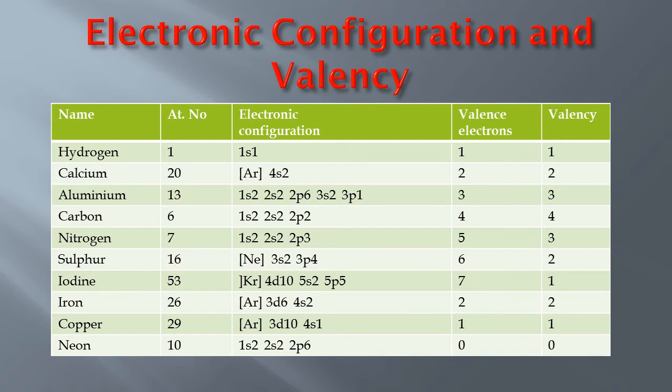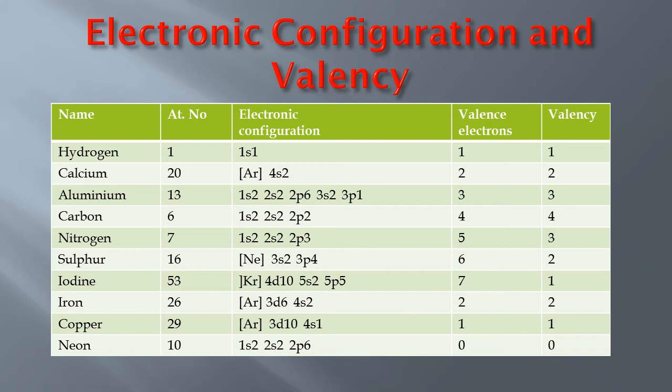Iodine has 7 valence electrons, that is 5s2, 5p5. It needs 1 more to be stable, it gains 1. Iron 3d6 and 4s2. As I told you, the inner orbital, that is 3d, is incomplete, but still the outer orbit has got 2 electrons. So its valency normally is 2. It can have higher valency when an electron jumps from 3d to 4p.